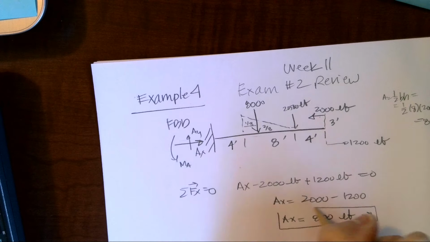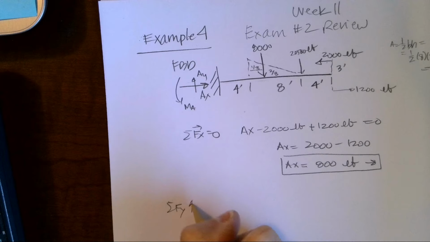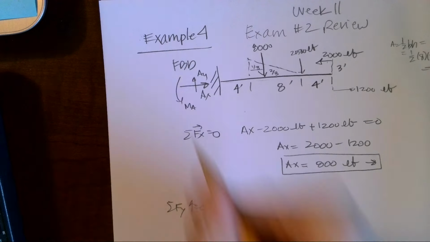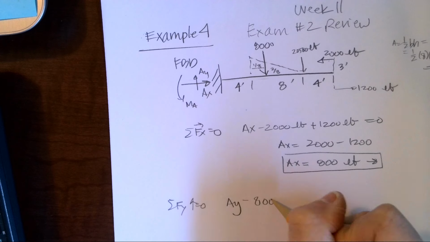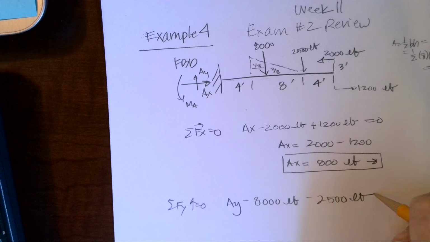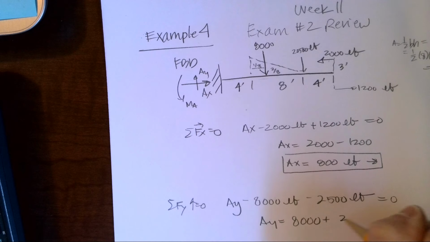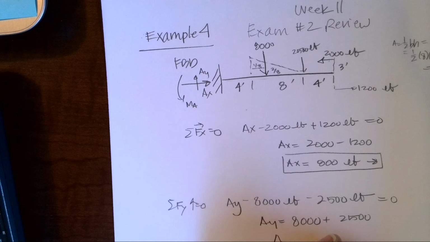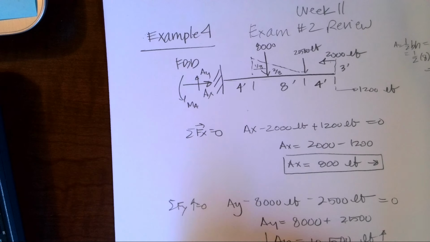Okay, now we can sum forces in the y direction. Has to equal 0. Start at the left. Positive is up, so I have an AY minus an 8,000 pounds minus a 2,500 pounds. That's all I have in the y direction, so that equals 0. AY equals 8,000 plus 2,500, so AY equals 10,500 pounds. Got a positive value, so it is indeed up.